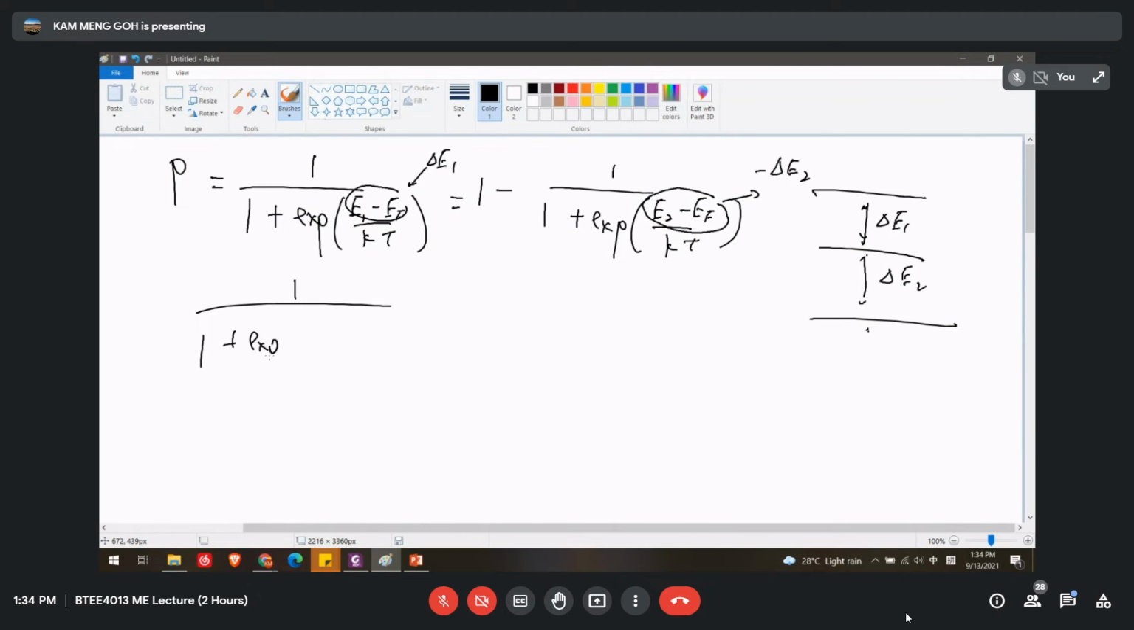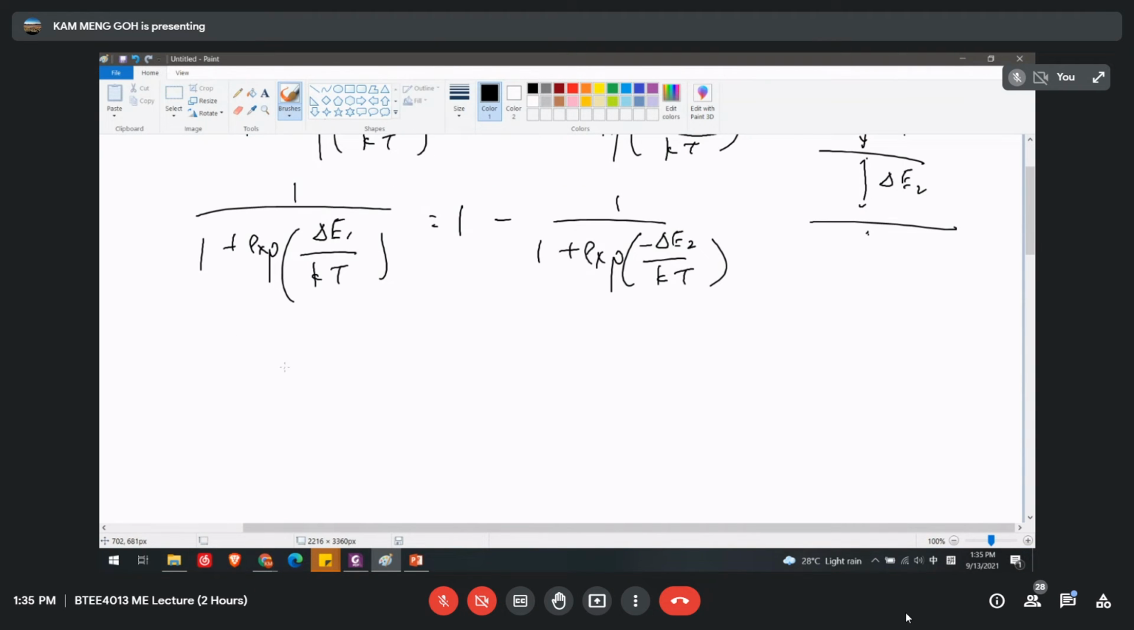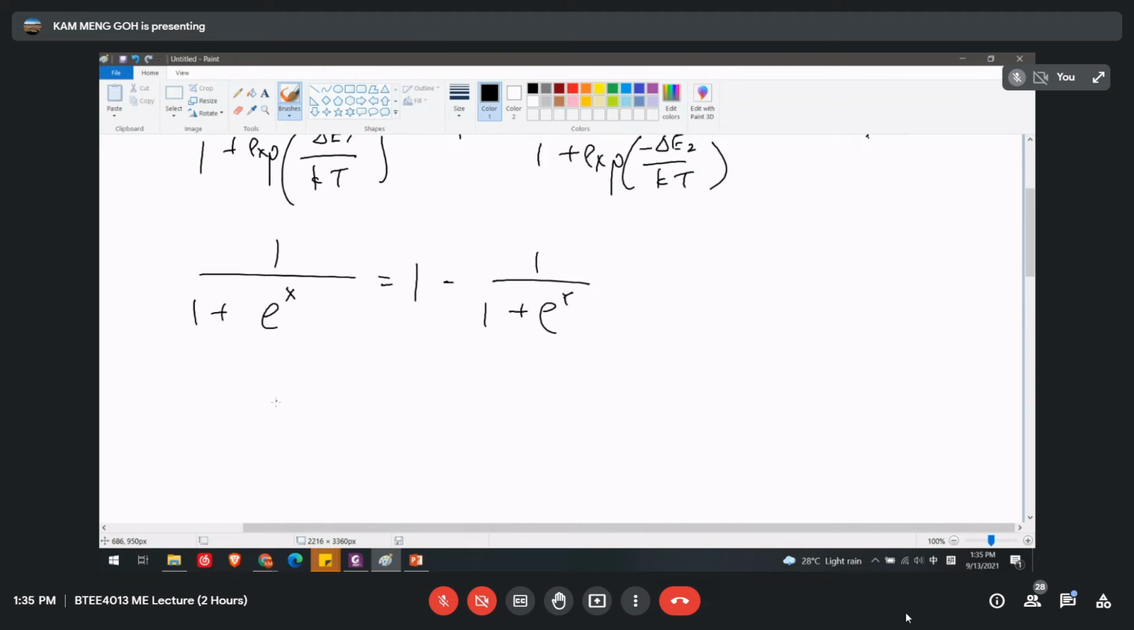1 over 1 plus exponential E1 over kT equals 1 minus 1 over 1 plus exponential negative E2 over kT. And then we start to do the rearrangement. Let's say we put it as an S, easier. So 1 plus e to the x, we put it in this way, easier to visualize and do the calculation simpler.